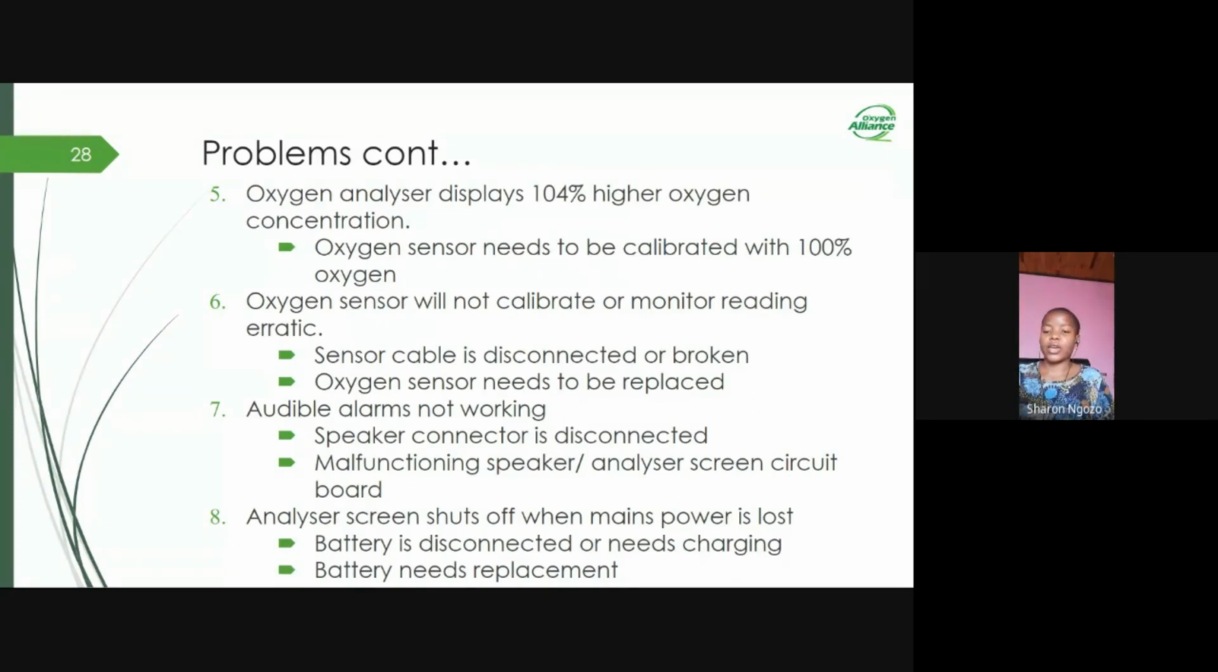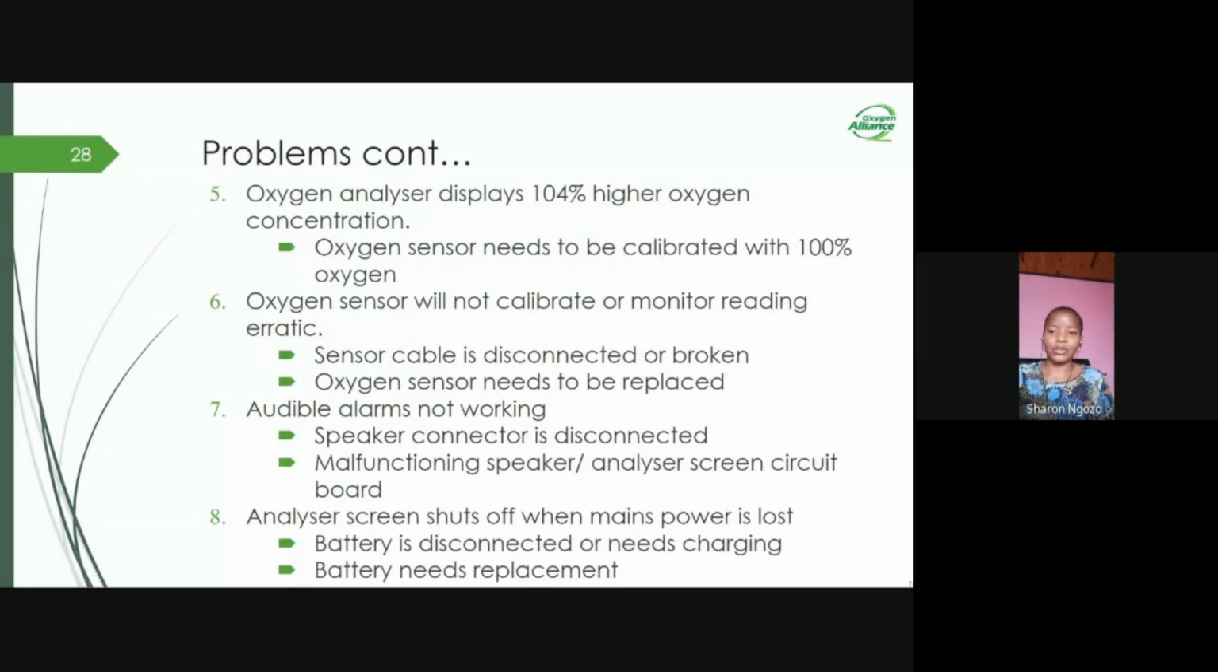The other problem you can encounter is where the oxygen sensor will not calibrate, or the monitor readings are erratic. The cause might be that the oxygen sensor is exhausted, and all you have to do is replace it. Or the oxygen sensor cable is disconnected or broken. So you have to check it out. If it is disconnected, make sure you connect it back, or if it's broken, then you must replace it.